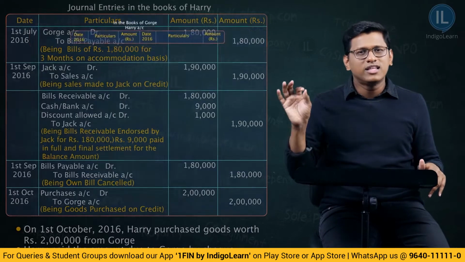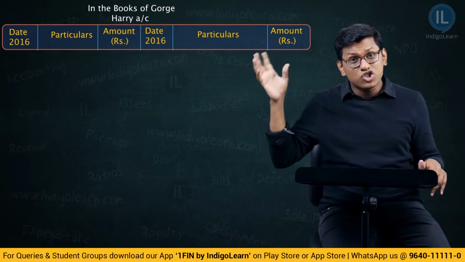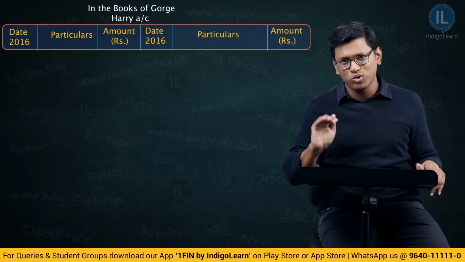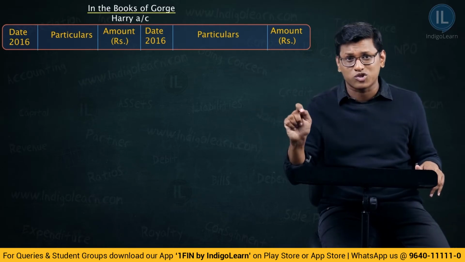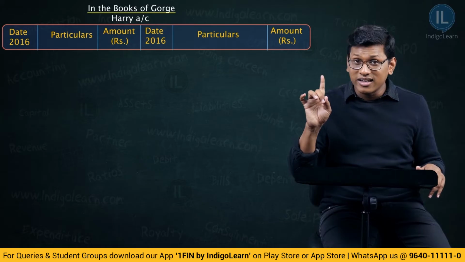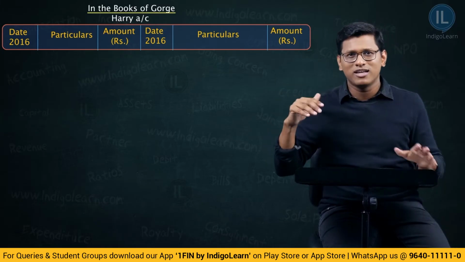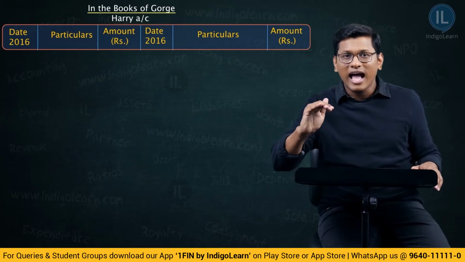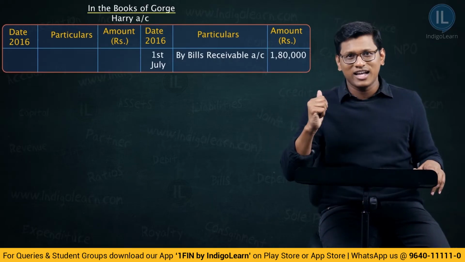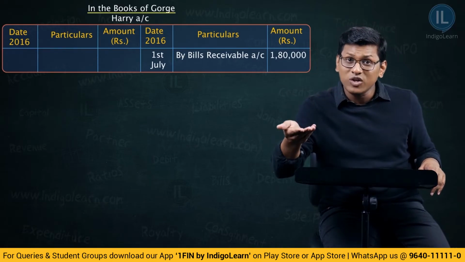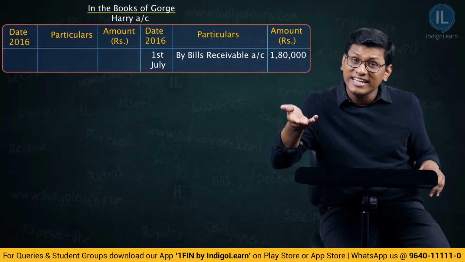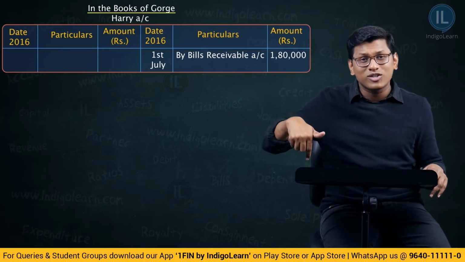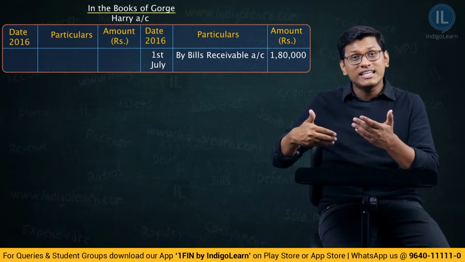Let us look at the books of George. In George's books, let us see how Harry account is reflected. Listen carefully, I am talking only about George's books. In George's books, earlier there was a bills receivable. What journal entry did we pass? Bills receivable to Harry. So Harry account was credited, with 1,80,000. Okay, that was the first entry. Now, what is the entry we are passing on 1st October?